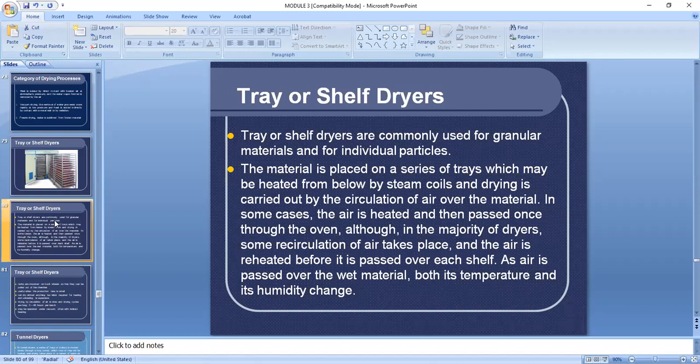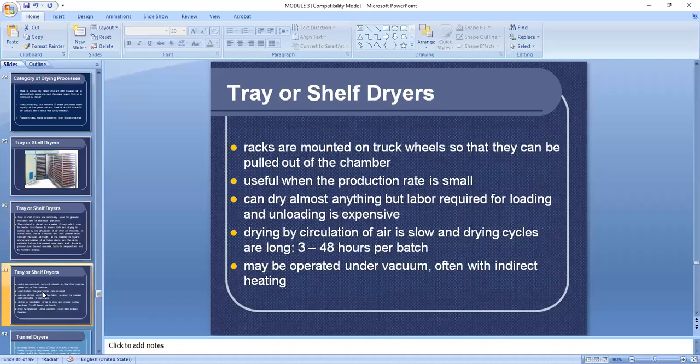Of course, it's a given that the humidity of your air changes because it already takes up the water vapor that is removed from the dried material. Now, in the case of tray dryers, as a continuation, you have racks mounted on track wheels so that they can be pulled out of the chambers, as in the case of the bakeries.